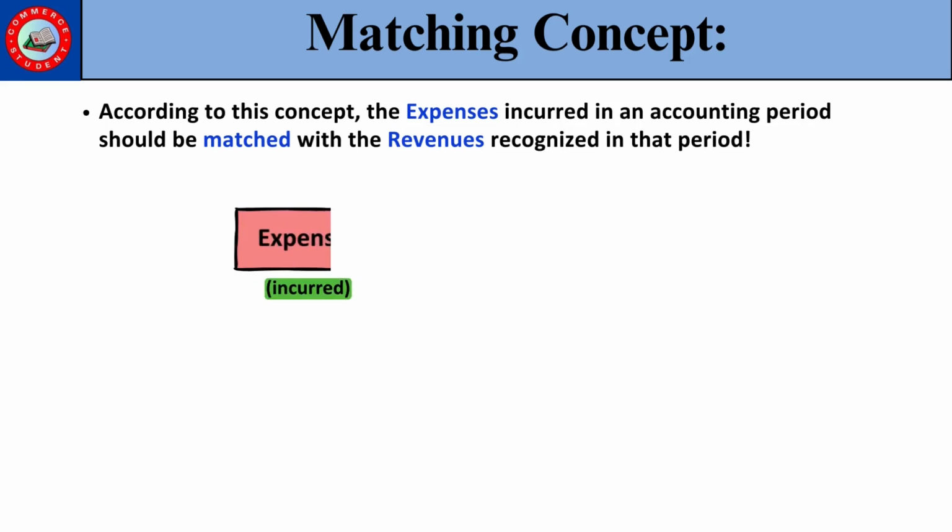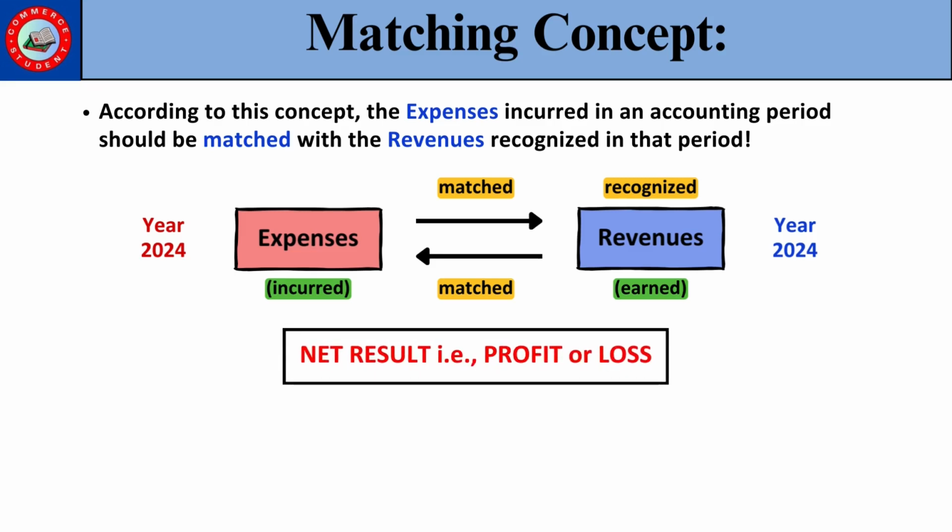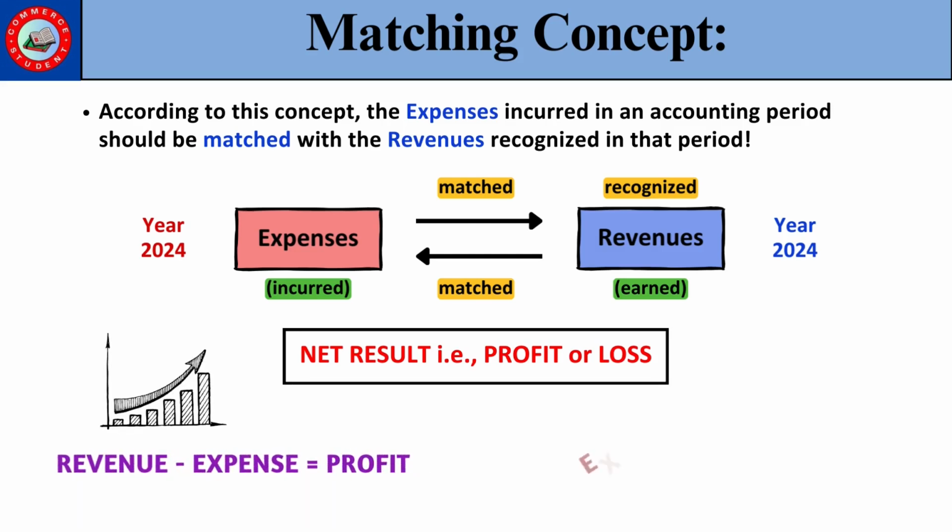Matching concept. Under matching concept, all the expenses made during a specific accounting period have to be matched with the revenues recognized in that period. That is, if revenue is recognized on all goods sold during a period, say 1 year, then the cost of those goods sold should also be charged to that period. This is done in order to know the profit or loss for that period. If revenue exceeds expense, it is called a profit or income, and in case expense exceeds revenue, it becomes a loss.